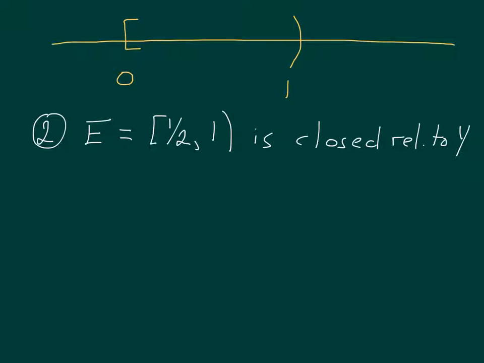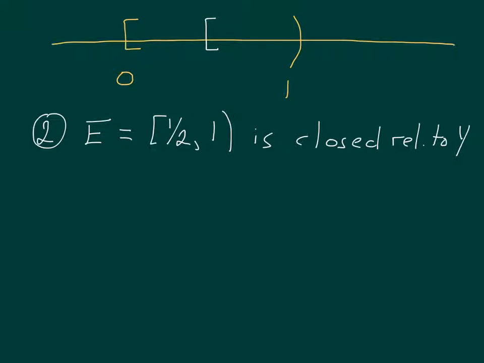And why is that? Well, according to our theorem, E is going to be closed relative to Y if we can write it as the intersection of a closed subset of our full metric space, which is to say a closed subset of the real line with its usual Euclidean metric, and Y. Okay, so can we do that? Well, let's take a look.